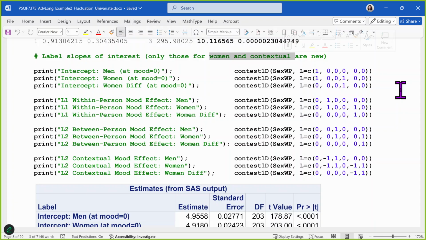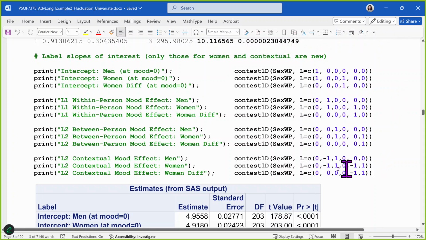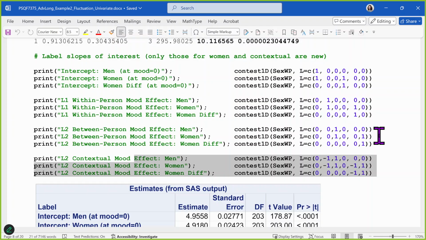And so that was the new part that we were starting to talk about at the end of last time, contextual effects. So the contextual effects in this model are arrived at only as linear combinations. The way that you can figure out how these minus ones and ones work is by taking what the between person effect is and then literally subtracting the within person effect in terms of the patterns of zeros and ones.